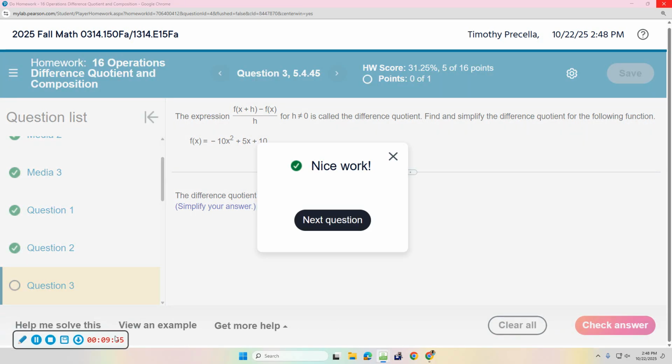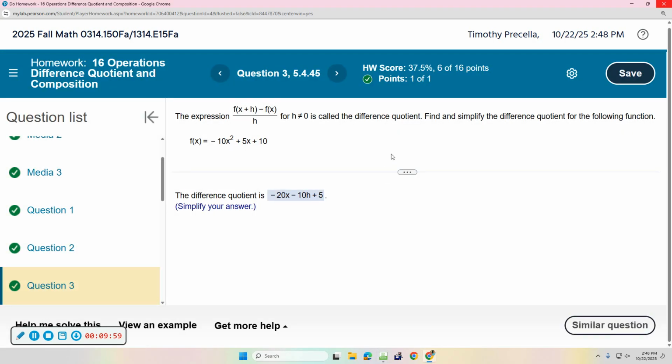Any questions there? That's called finding the difference quotient. Something very important for Calculus 1.